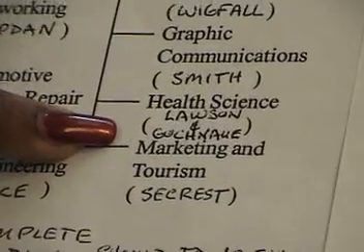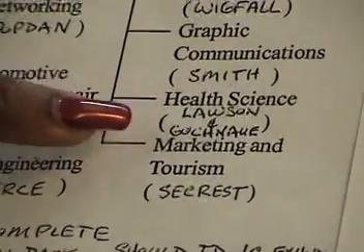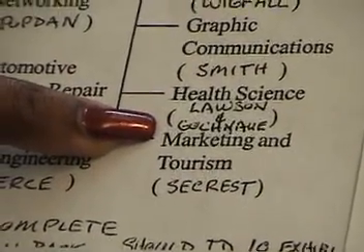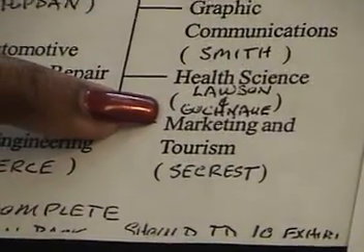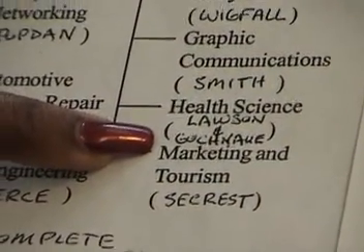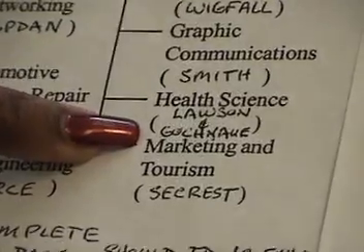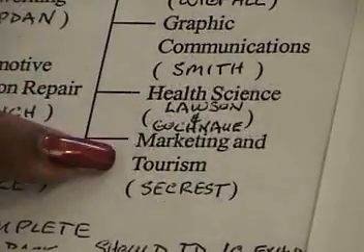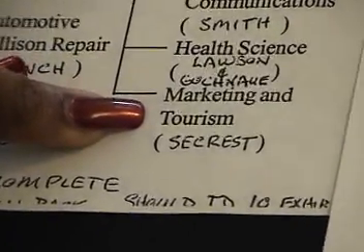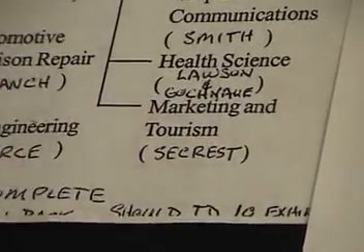The instructors for health science are Miss Lawson and Miss... I can't pronounce her name. How do you pronounce her name? Gotznar. The instructor for marketing and tourism is Mr. Secrets.